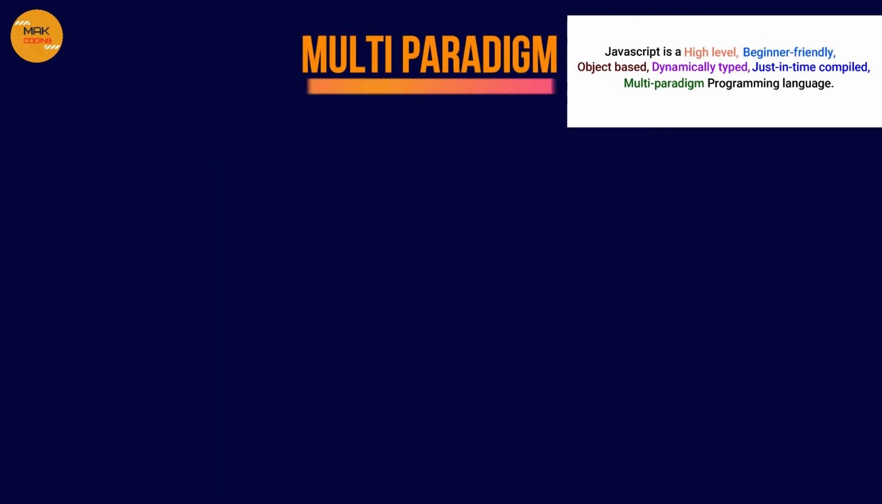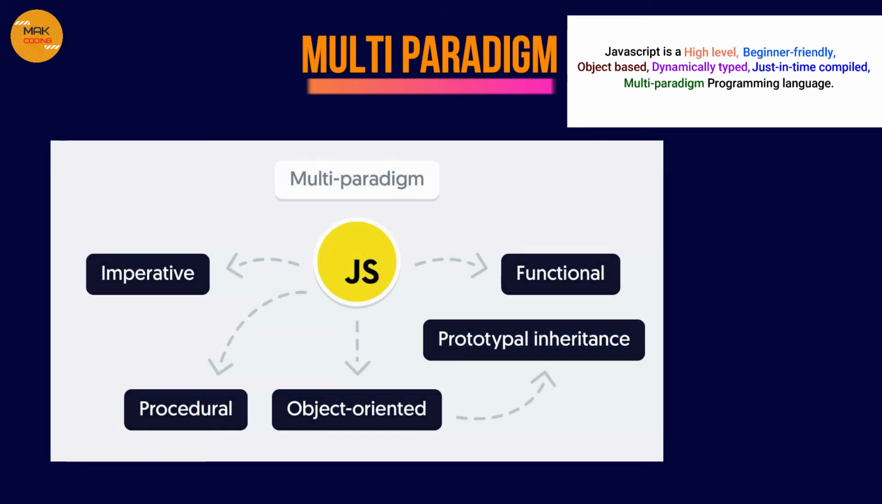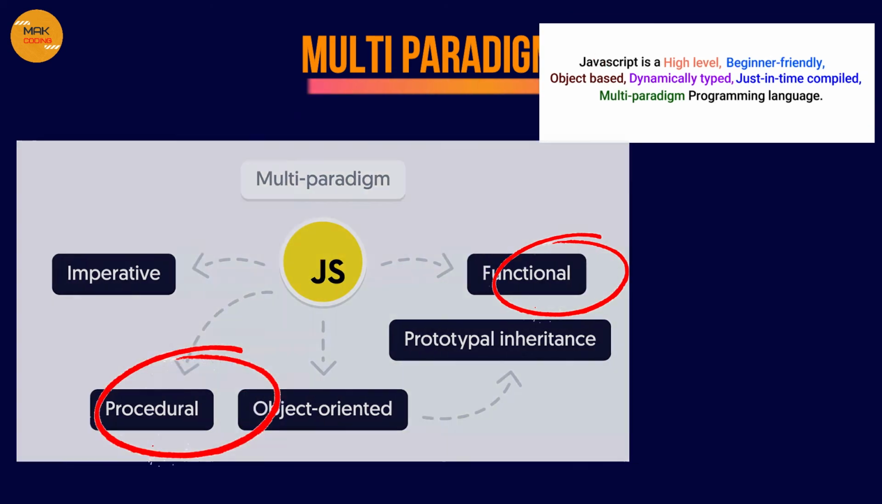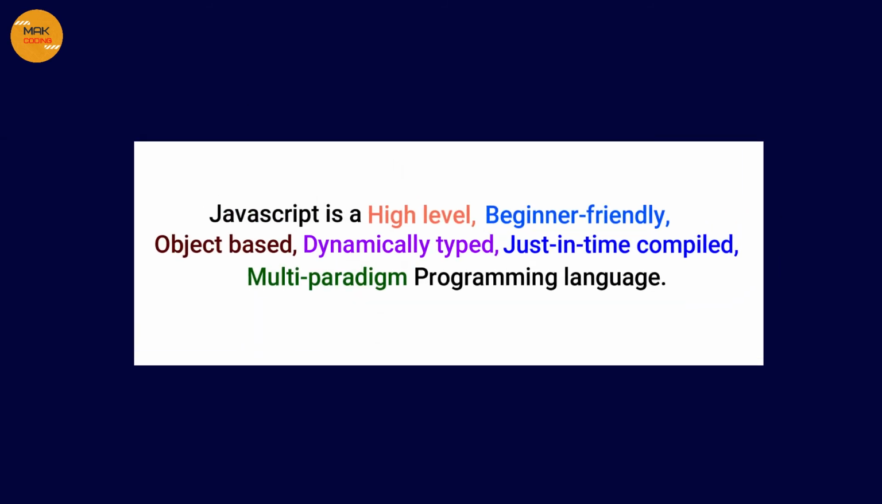Now let's talk about multi-paradigm. Firstly, what is a paradigm? A paradigm means a style of writing code. In JavaScript we have multiple paradigms, but other programming languages don't. There are mainly three paradigms in our programming world: object-oriented programming, functional programming, and procedural programming. JavaScript has all of these. This is a little bit confusing, but don't worry, you will understand better. Stay tuned in this course.